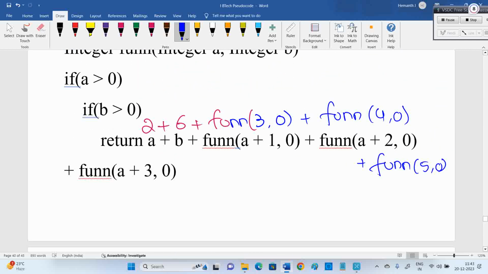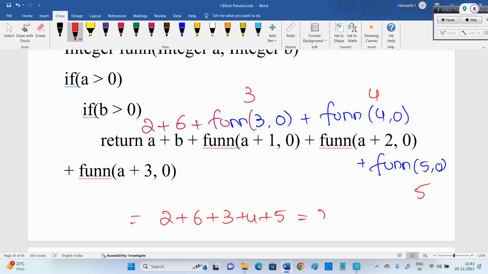So what is it finally returning? This one has 3, this is 4, this is 5. So finally 2 plus 6 plus 3 plus 4 plus 5, which is 20. You are returning 20. 8 plus 3 is 11, 11 plus 4 is 15, 15 plus 5 is 20.